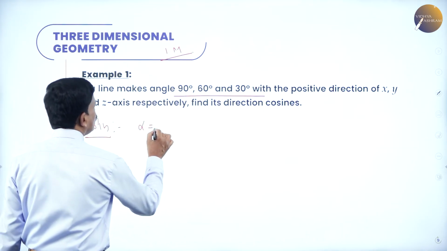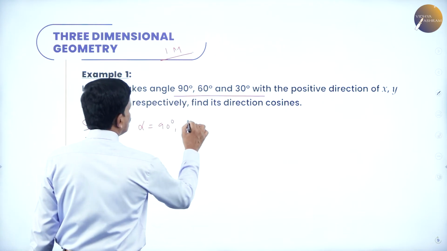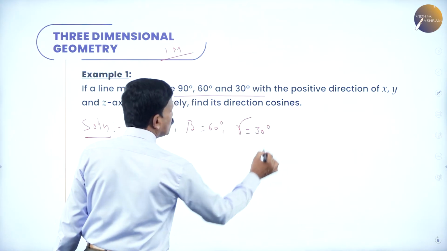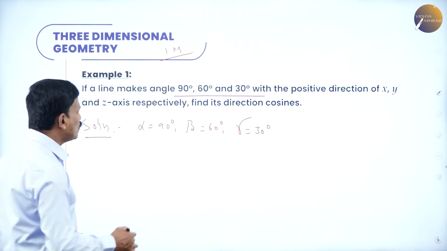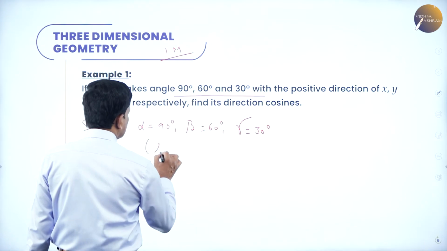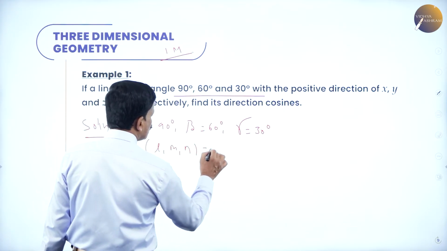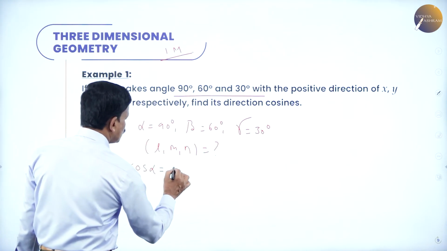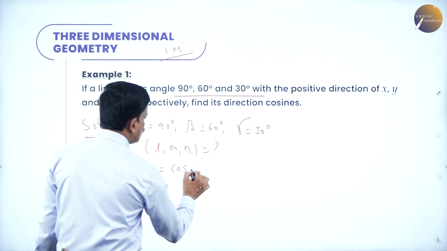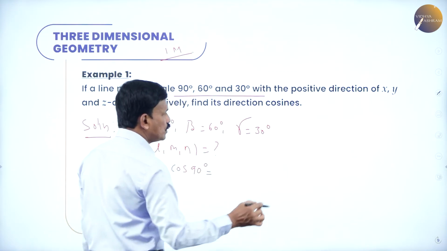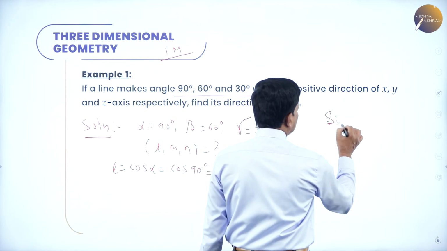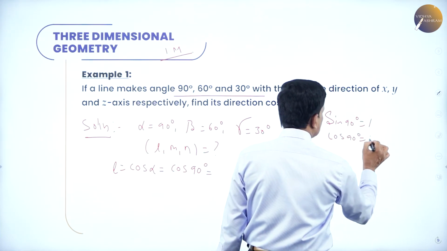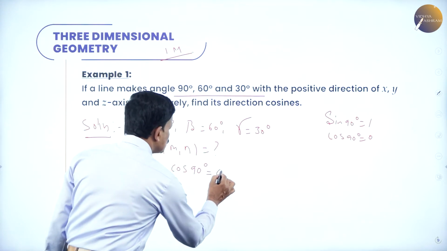What is given? Alpha is equal to 90 degrees, beta is equal to 60 degrees and gamma is equal to 30 degrees. These are the direction angles. Now, what is to find is L, M, N. L is equal to cos alpha, that is cos of 90 degrees. You know the value: sin 0 is 0, cos 90 is equal to 0. So, cos 90 is 0.